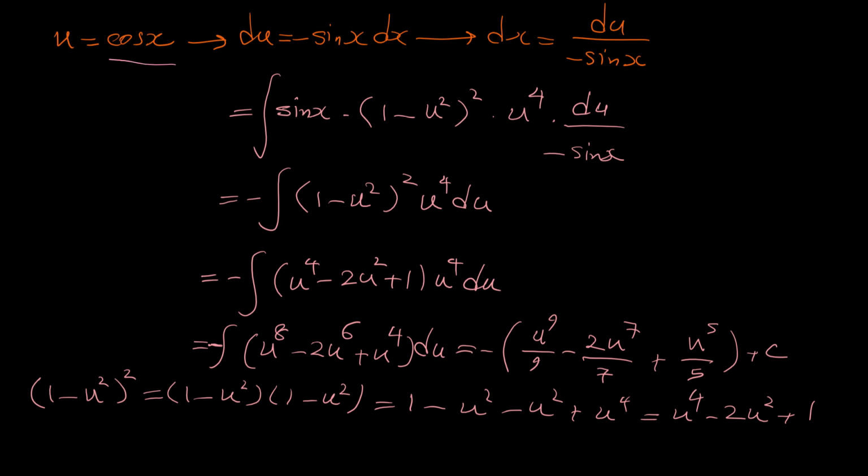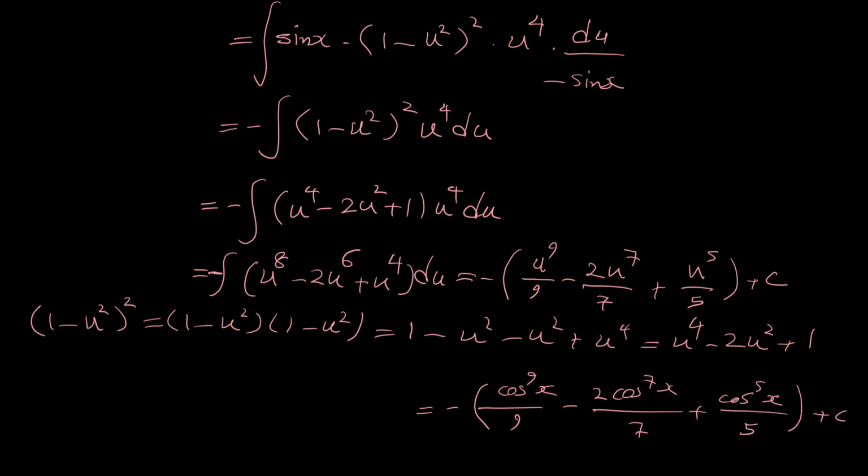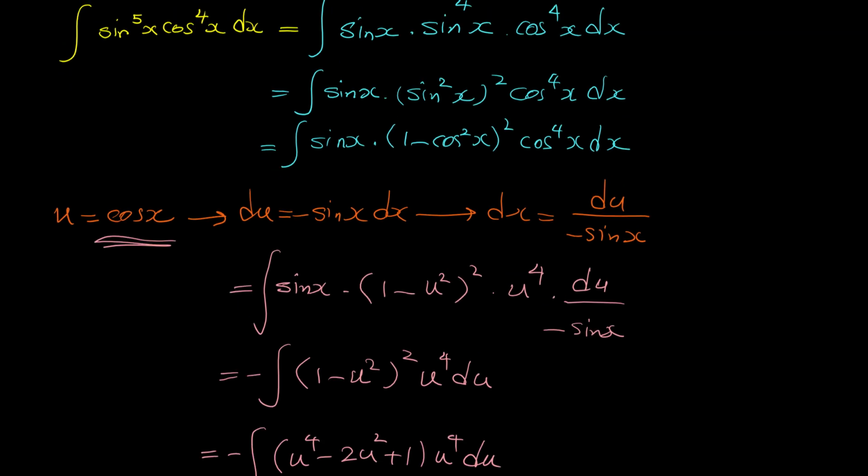But remember, u is cosine x. So the final answer for this question is negative cosine to the 9x over 9 minus 2 cosine to the 7x over 7 plus cosine to the 5x over 5 plus c. And this x should be written here. And this is the answer of this integral.